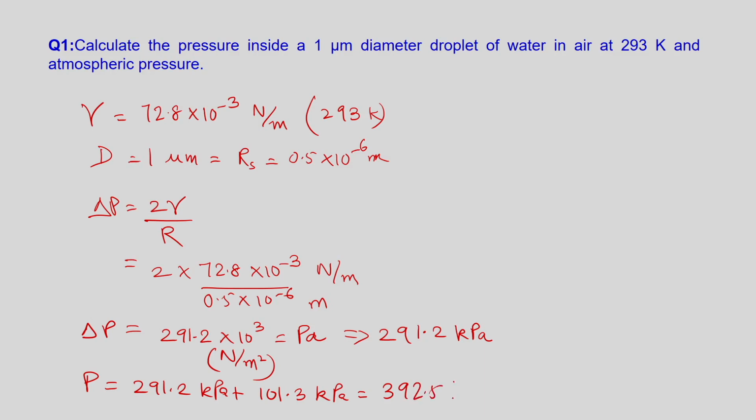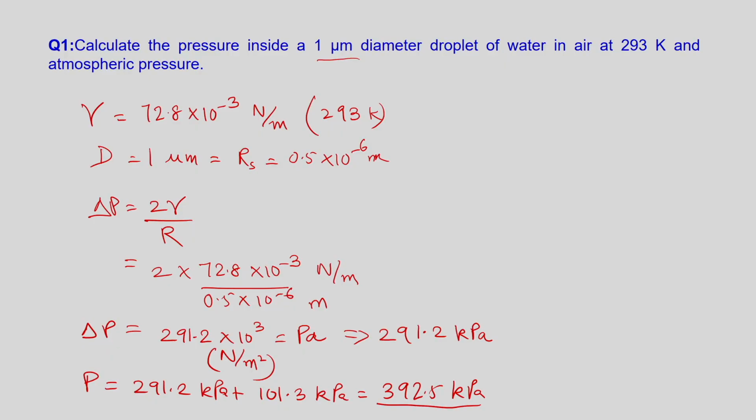So, this is the total kilopascal. You should keep this in mind. You have a pretty high pressure inside the bubble. As you go to a lower and lower diameter, if you go to a nanometer diameter, this pressure difference will be extremely high. So, this is one application where we can visualize.